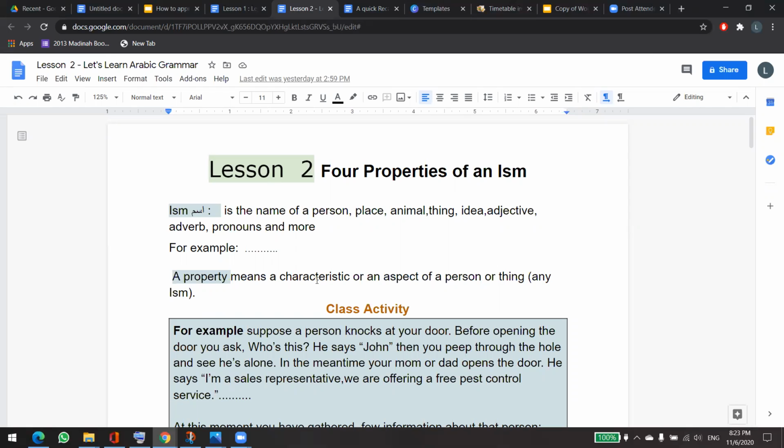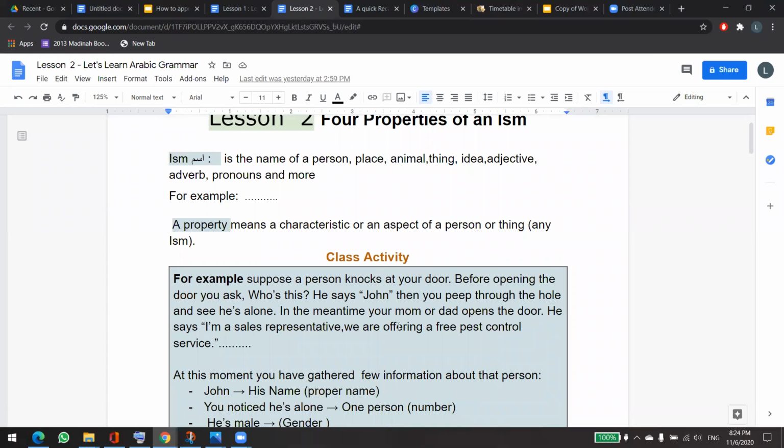Property means a characteristic or an aspect of a person or thing, like a quality. Like big room, big is the quality of that room. Brave soldier, brave is the quality of that soldier. One book, one is defining the book, so one is the quality or characteristic of that book. So how many properties of an ism? 4 properties. To explain the 4 properties, let's take an example.